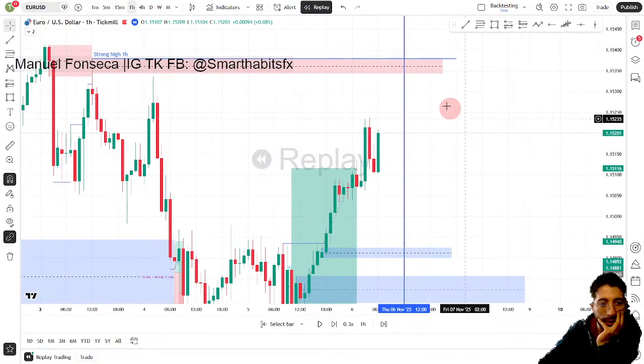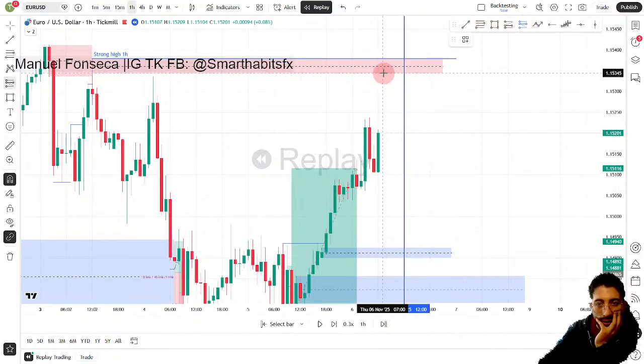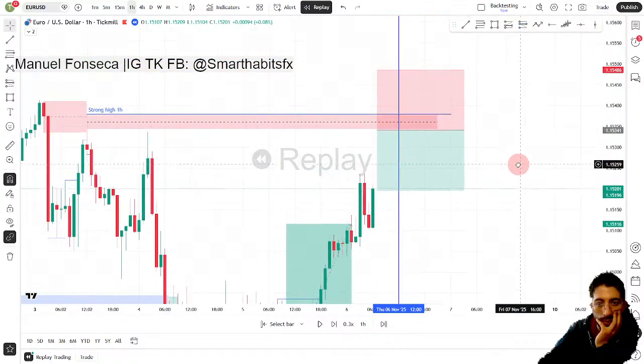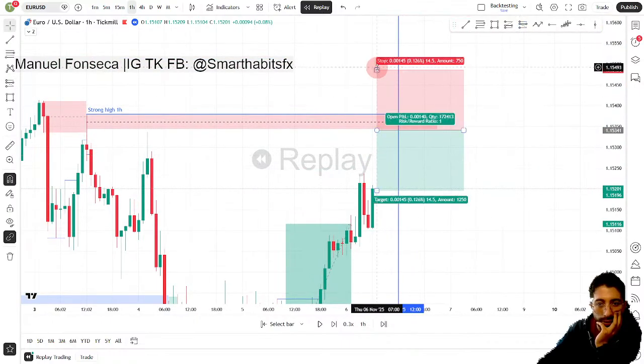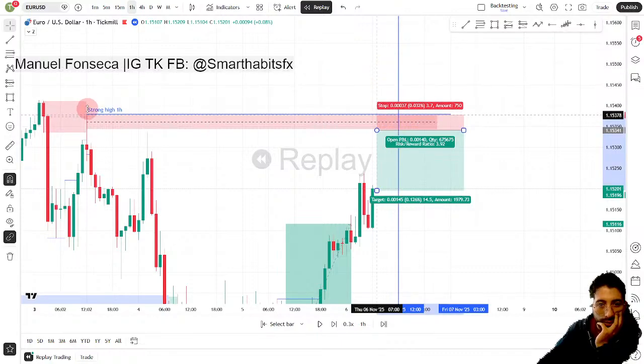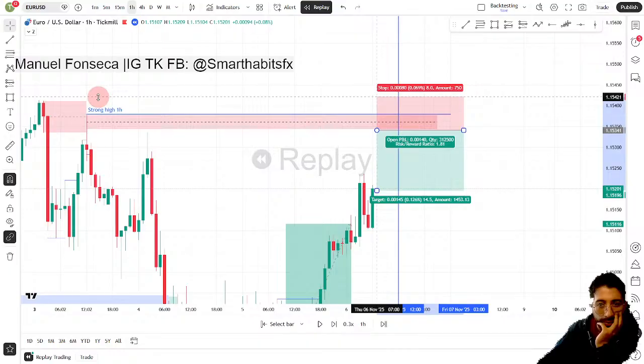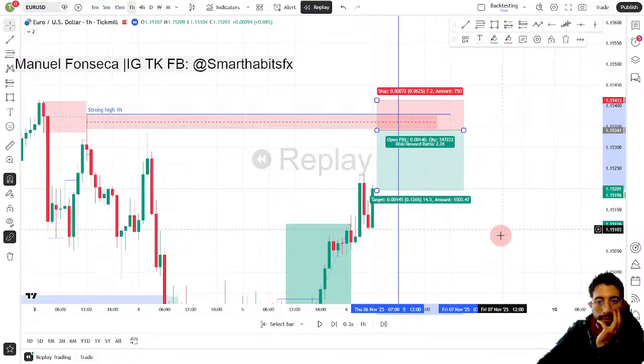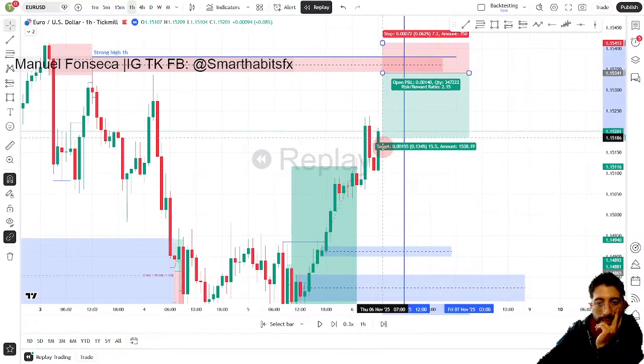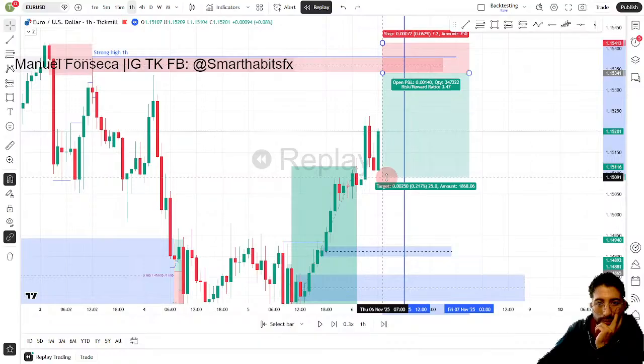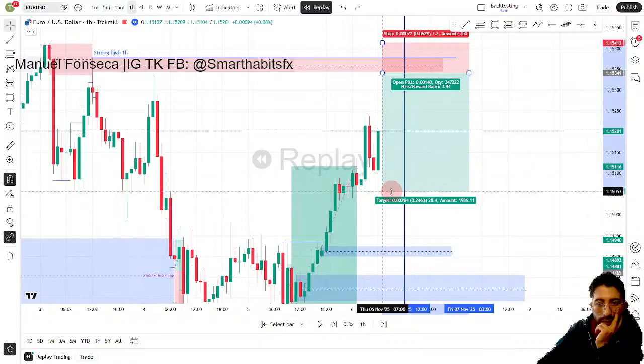Well, we already have one entry point, which is here, and it's all refined. That was our order that was not mitigated, unfortunately. So we got 7 to 8 pips. So 7 pips. The possibilities: it may go down 24 pips, and we will have the 1 to 4. 28.